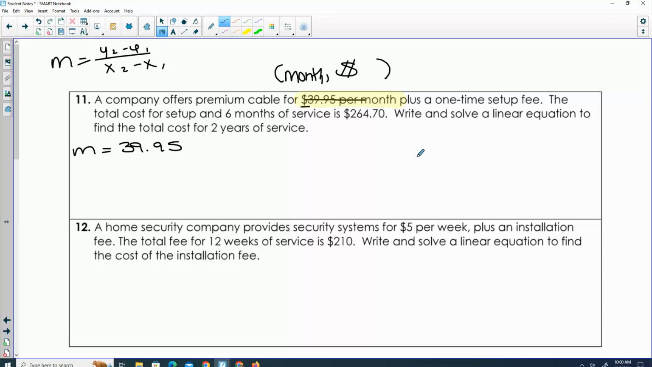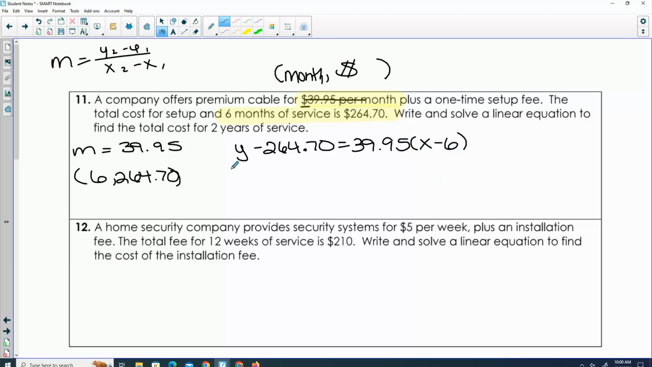Plus a one-time setup fee. The total cost for setup and 6 months of service is $264.70. So those numbers go together as an ordered pair. My x is my month, so 6 months is $264.70. So now my equation, y minus y sub 1 equals m times x minus x sub 1.